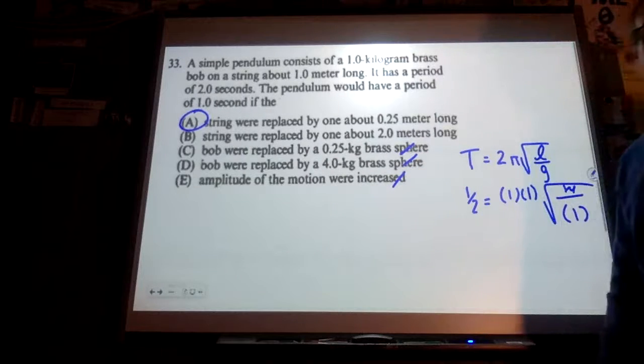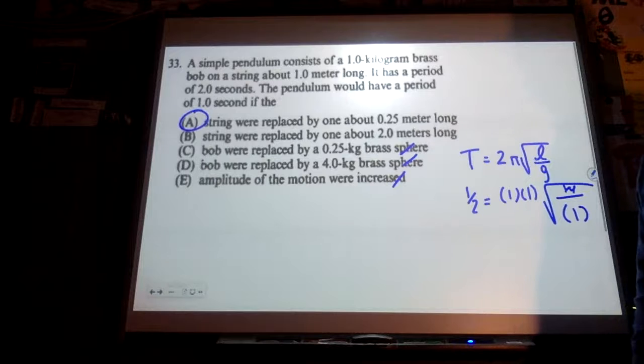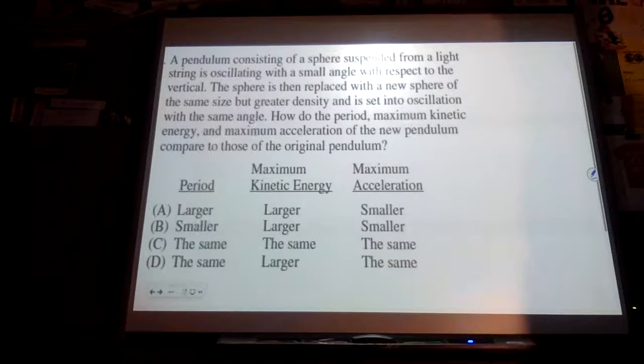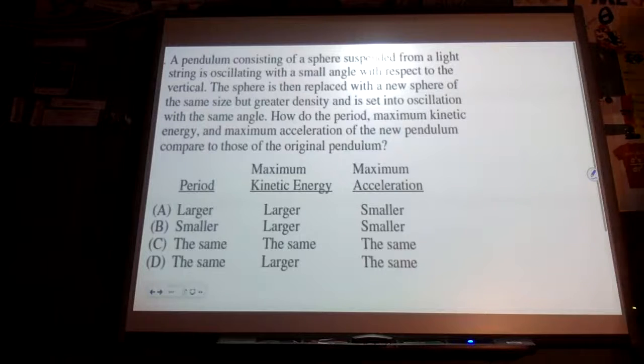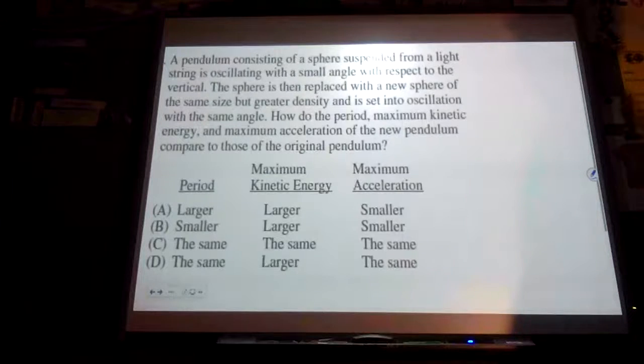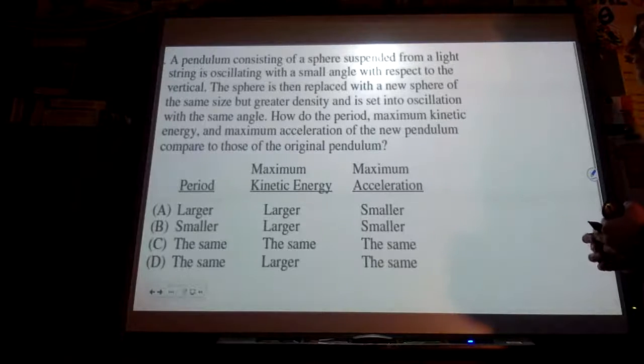So really you could figure this out just by deciding that you'd have to have a shorter one to have a shorter period. A pendulum consists of a sphere suspended from a light string oscillating with a small angle with respect to the vertical. The sphere is then replaced by a new sphere of the same size but greater density and is set in oscillation with the same angle. How do the period, maximum kinetic energy, and maximum acceleration of the new pendulum compare to those of the original pendulum?